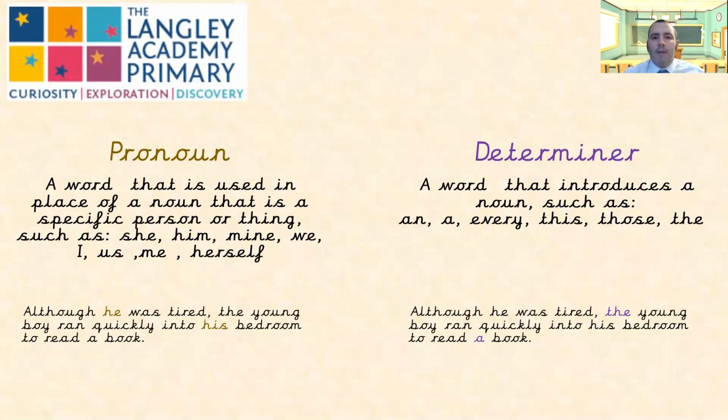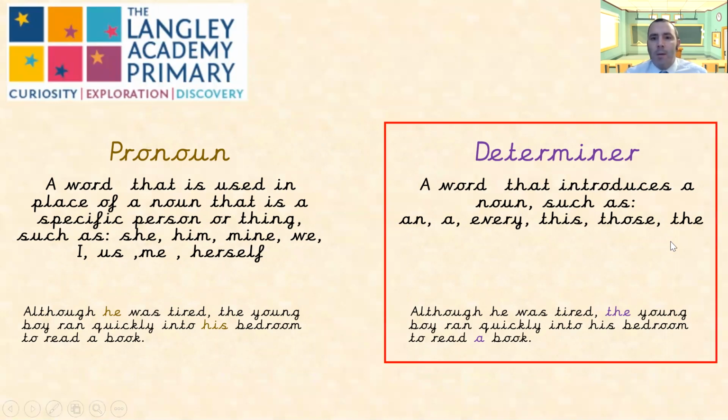So we were talking about different parts and different word classes yesterday. Today we're going to look at our determiners. So it's a word that introduces a noun such as an, a, every, this, those, the. So, for example, although he was tired, the young boy ran quickly into his bedroom to read a book. So we've got the and a as our determiners in that sentence.